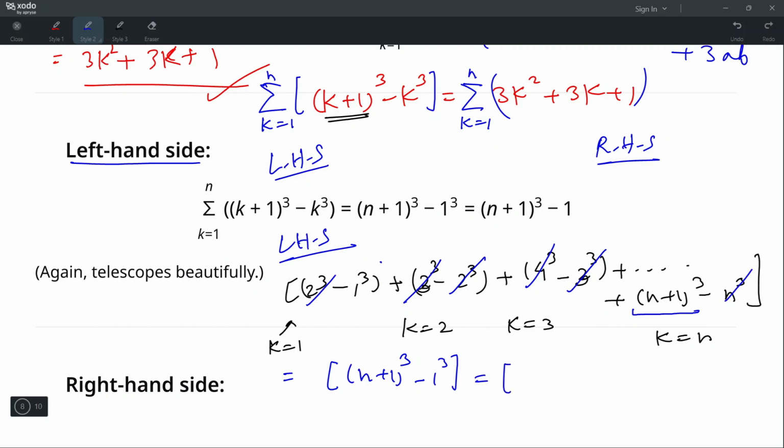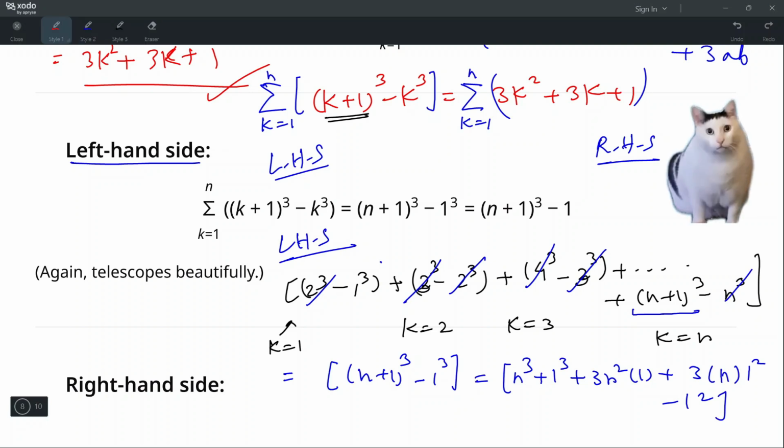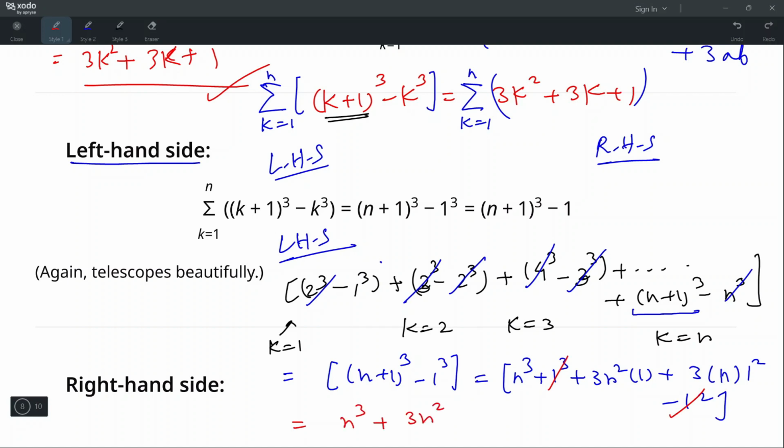We can then figure this one out using again the formula for a plus b cubed: a cubed plus b cubed plus 3a squared b plus 3ab squared, and finally minus 1 cubed. So this cancels out, and finally we are left with n cubed plus 3n squared plus 3n. This is the result for the left hand side.